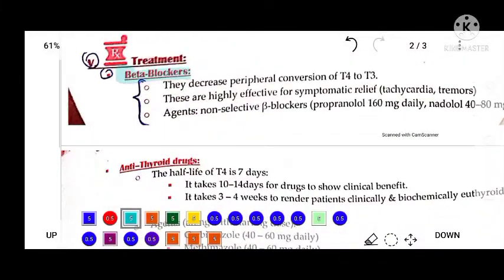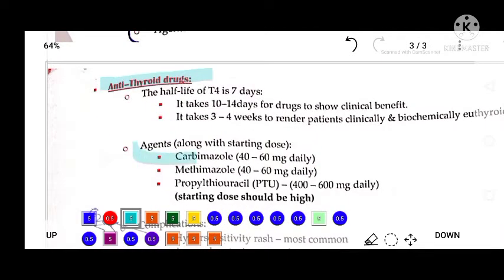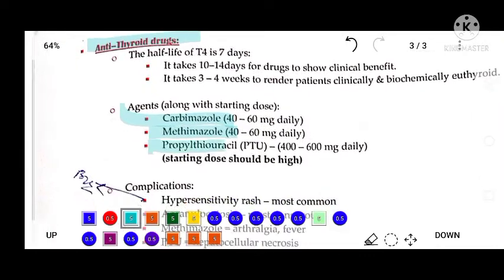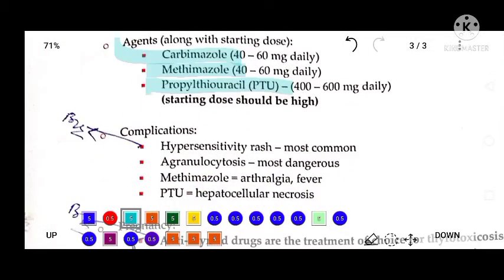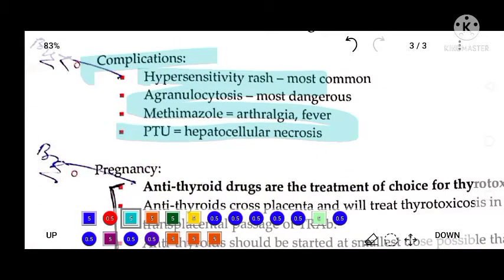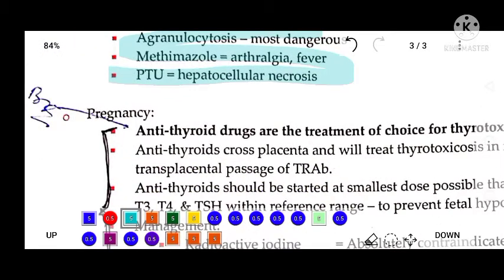So treatment will be a beta blocker for palpitation and tachycardia control. Antithyroid drugs should be given like carbimazole, methimazole, and propylthiouracil. Complications of propylthiouracil can be hypersensitivity and agranulocytosis. Methimazole can give rise to arthralgia and fever, while propylthiouracil can cause hepatocellular necrosis.